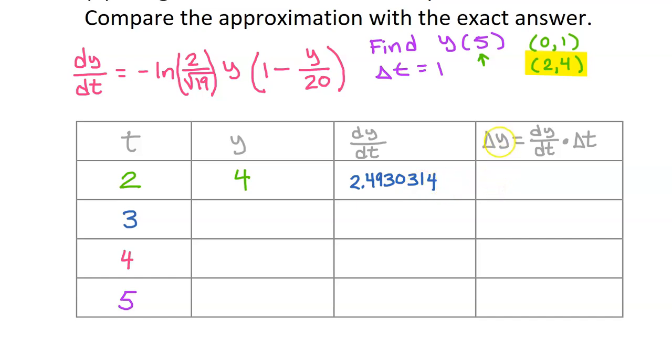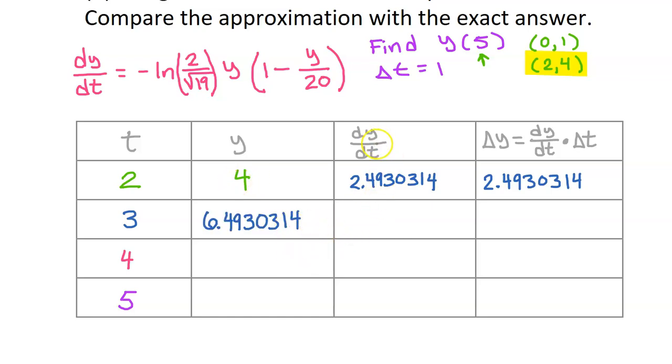Next I need to find delta y, which I find by multiplying dy/dt by delta t. Luckily delta t is only 1, so multiplying by 1 won't actually change this number. This is the change in y. We can find the next y value by adding delta y to the previous y value.